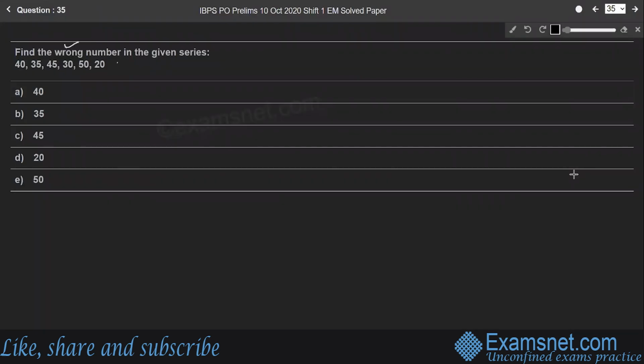Question 35. Find the wrong number in the given series. Here, the given series has 6 numbers. We'll start from the first number. The first number is 40, and the second number is 35. So 35 is obtained when a number is subtracted from its previous number: 40 minus 5, right? The next number is 45. The third number, 45, is obtained when a number should be added to its previous number, right? That number is 10.